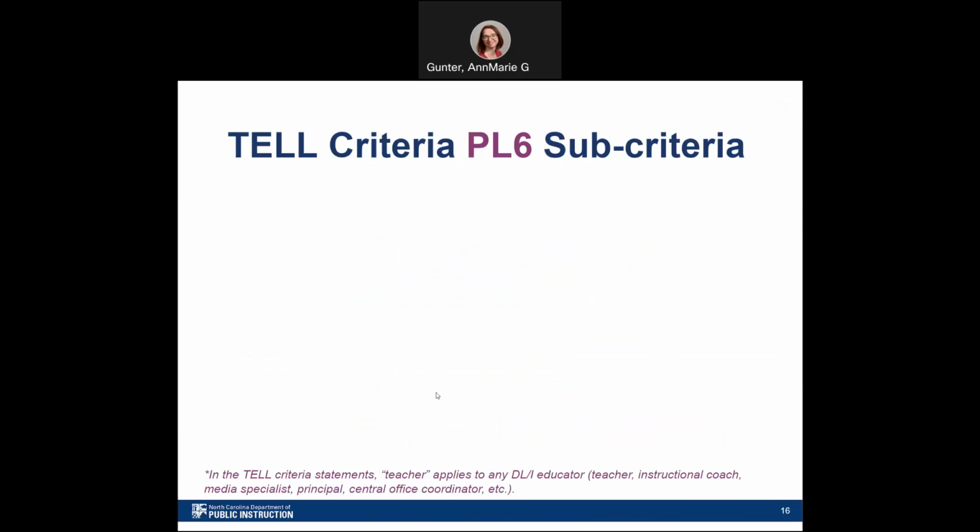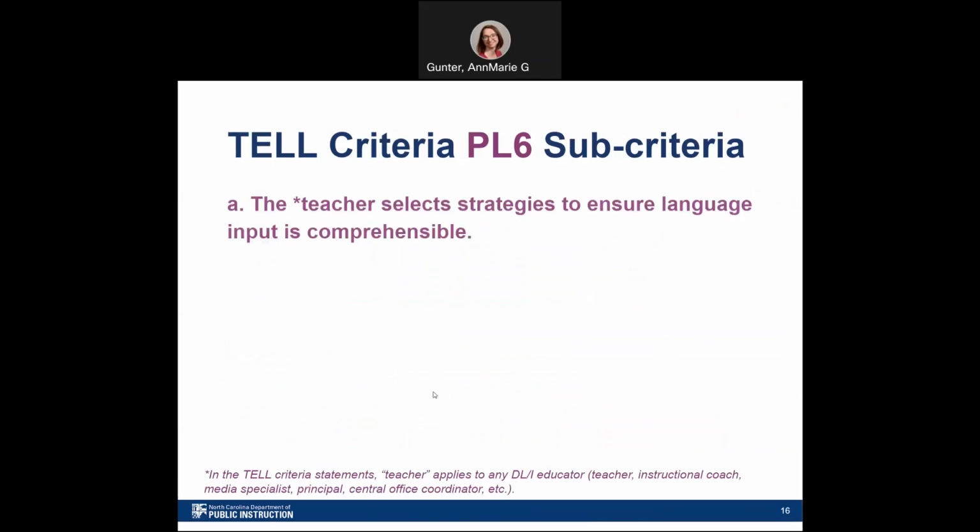All right, let's take a look at our TEL criteria for PL6 and its subcriteria. A focuses on the teacher selects strategies to ensure language input is comprehensible. That comprehensibility and comprehensible input is a very key component of our language acquisition process. And so it's always good for teachers to think about their pedagogies and strategies that they're using to make sure they're making that input comprehensible to their students.